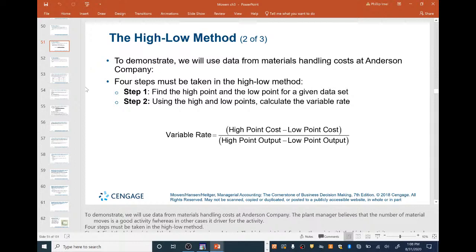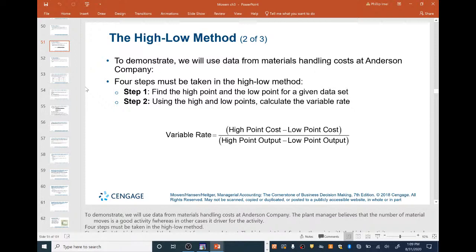So let's look at a little demonstration here. Let's use the data from materials handling costs at Anderson Company, okay? There are 4 steps that must be taken in the high-low method. Step 1 will be to find the high point and the low point for a given data set. We're going to get into that on some slides to come. I just want you to pay attention to the different steps right now. So once again, step 1, find the high point and the low point for a given data set.